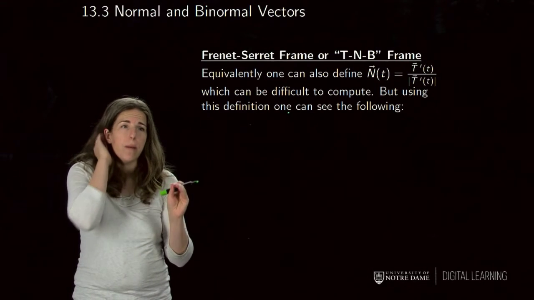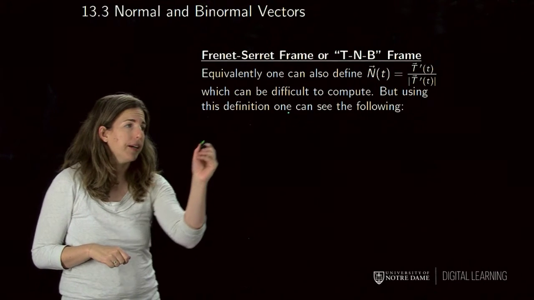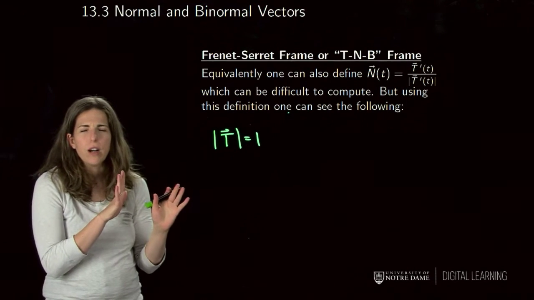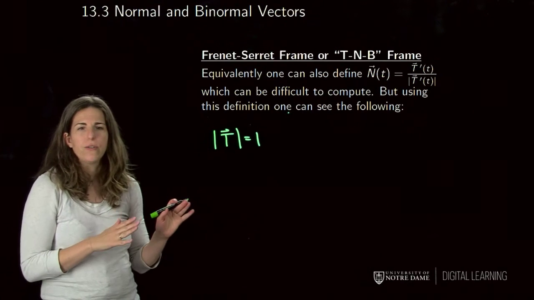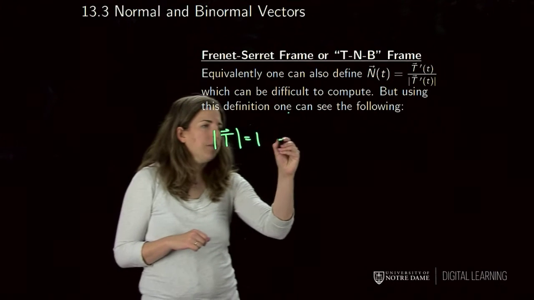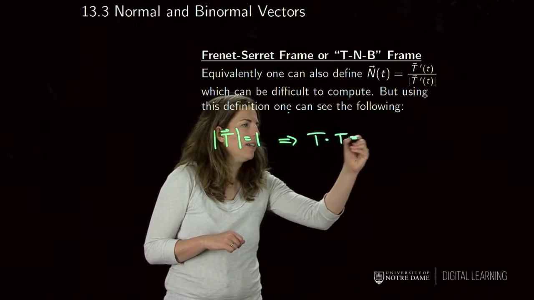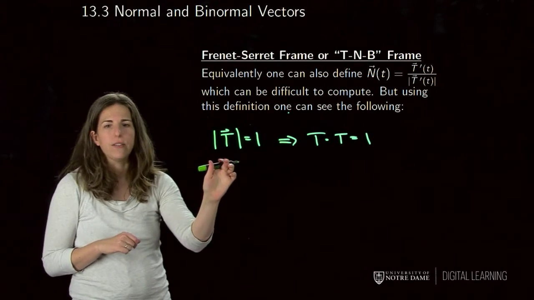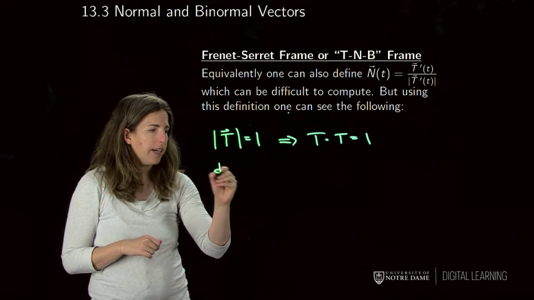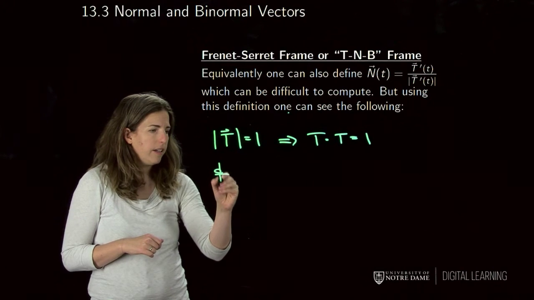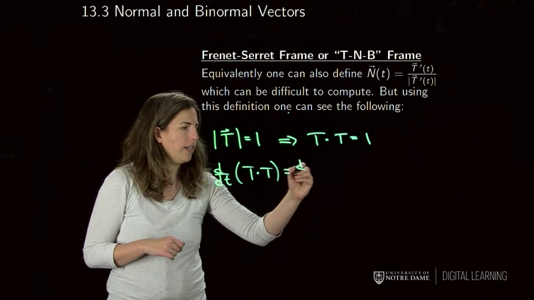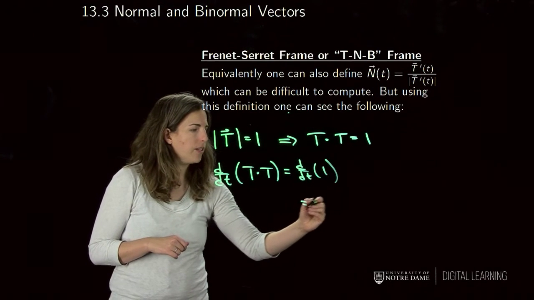The one thing that we know about the unit tangent is that it has length 1. So let's remind ourselves that the length of the unit tangent is 1. For simplicity, I'm going to drop the fact that these things are evaluated at t, because we're not going to really need that in this computation. What this means is that T dot T is equal to 1, because T dot T is the length of T squared. So we can take derivatives: d/dt of T dot T equals d/dt of 1. On this side, we get 0.